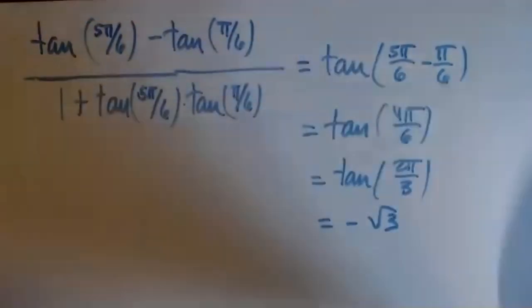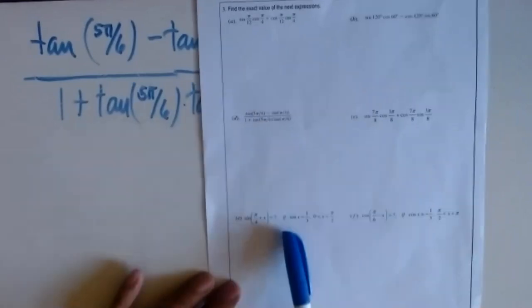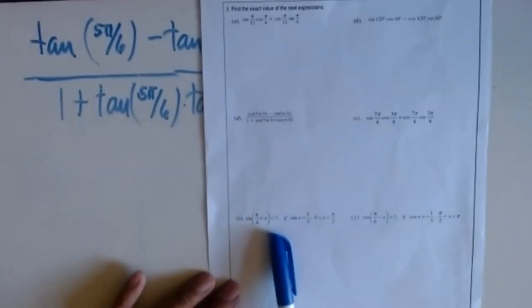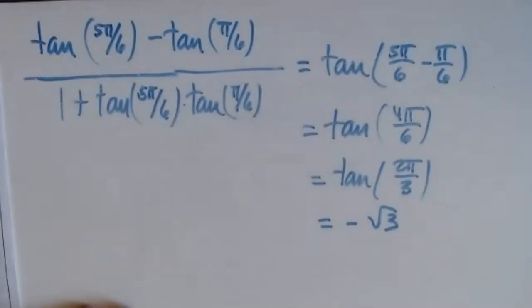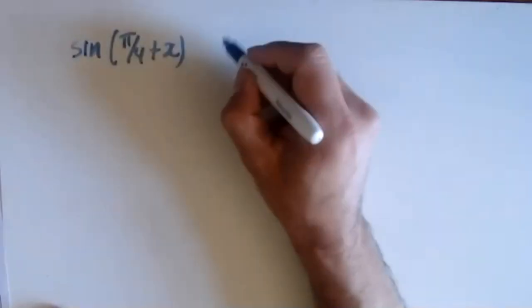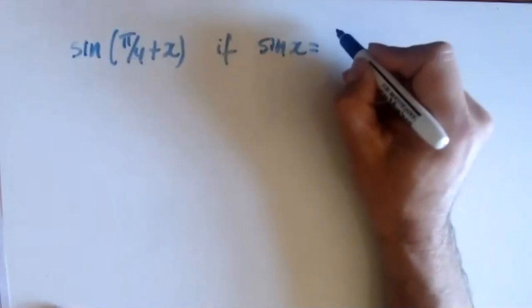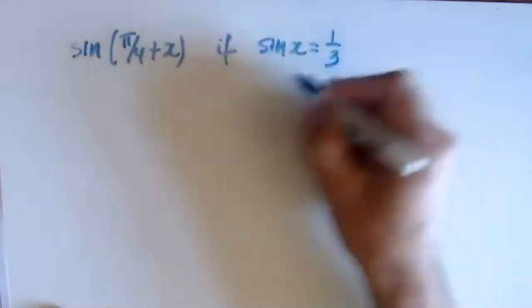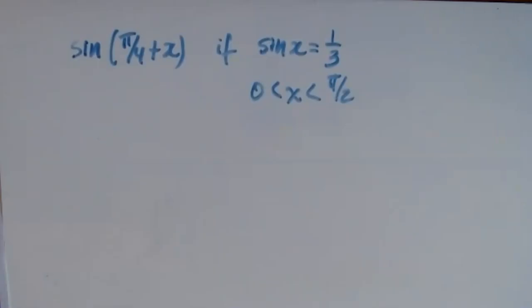Pretty much the same is going to happen with all the problems on page 3. You see, find the exact value. So you have the cosine. You have here this one, sine of pi over 4. Let me just solve the next one to show you. That is pretty much the same easy thing. So it's sine of pi over 4 plus x, and this is if sine of x equals 1/3, right? And the angle is between 0 and pi over 2.